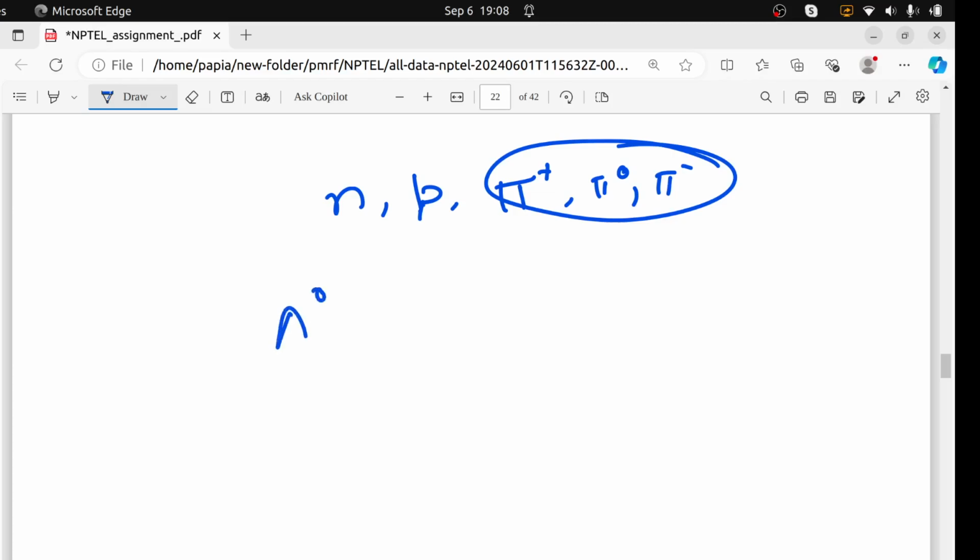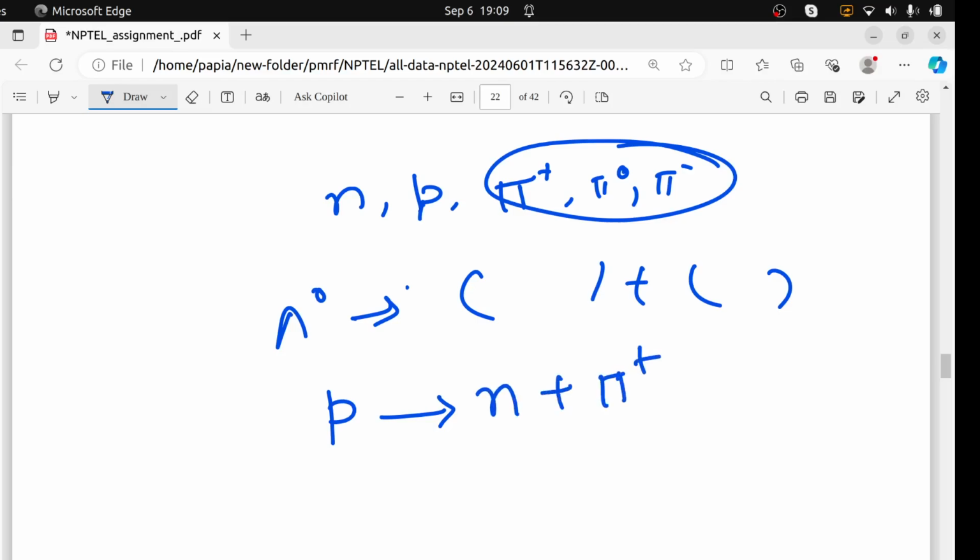But for these cases, let's say lambda 0 is coming as something plus something, in most cases, if they are asking whether the reaction is allowed or not, they are asking for lepton number, baryon number and charge only. Unless there is a mention of mass, I don't think they will ask for mass. But let me give one simple example. This decay: proton is going to neutron plus pi plus.